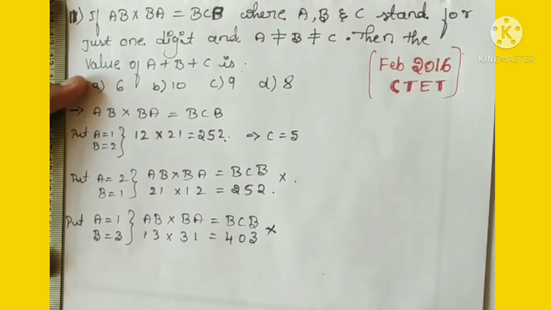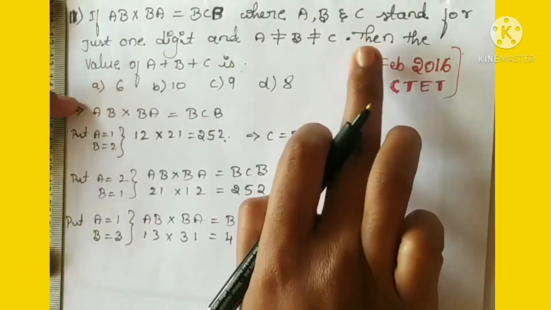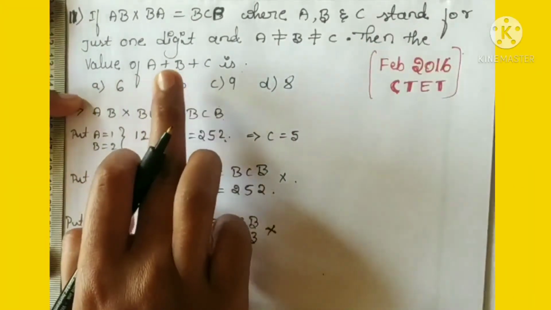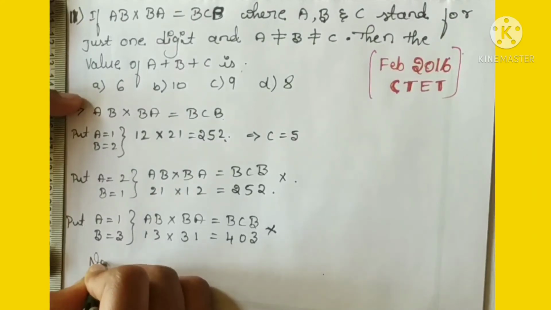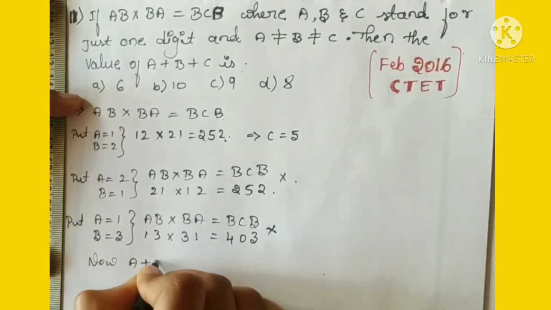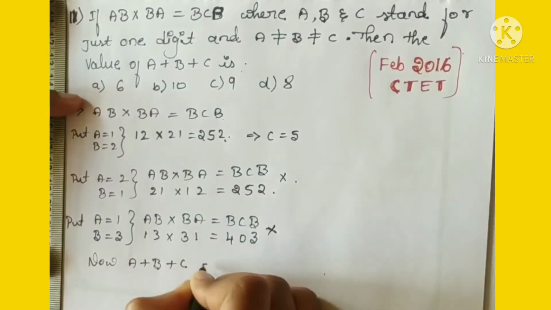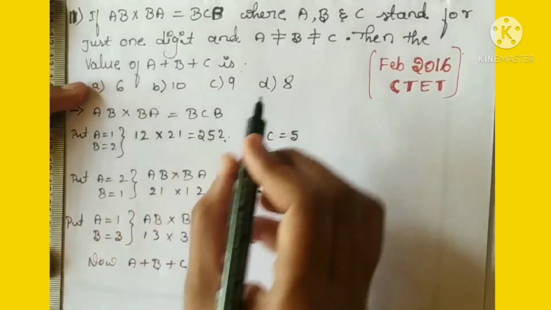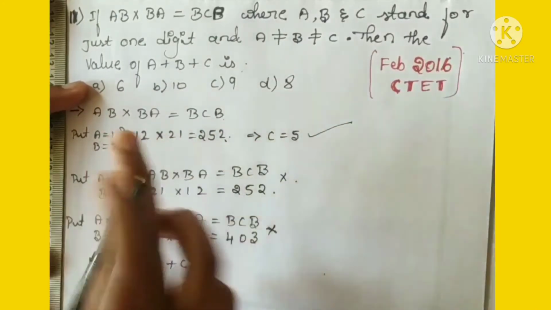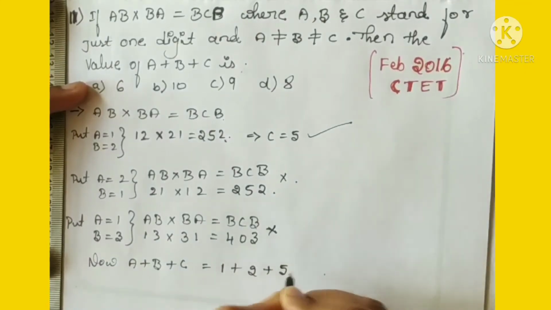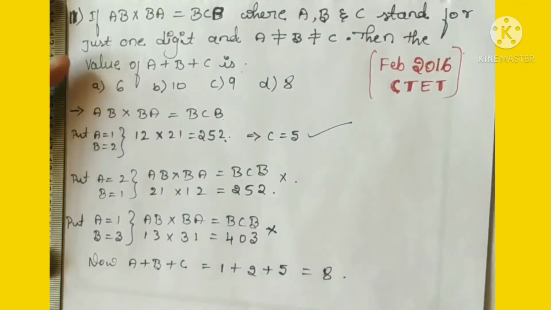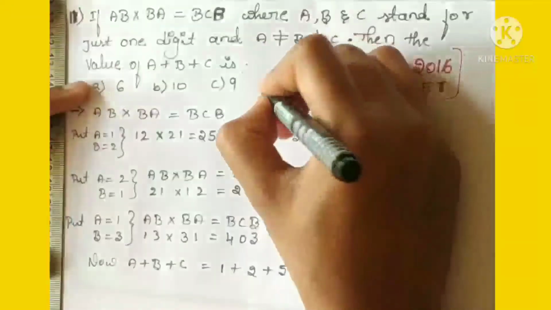So for this they ask to find out the value of A plus B plus C. So I just add up A plus B plus C, which is equal to, from this, 1 plus 2 plus 5, which is equal to 8. So here the correct answer is option D.